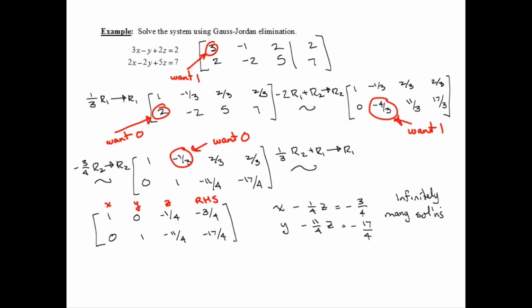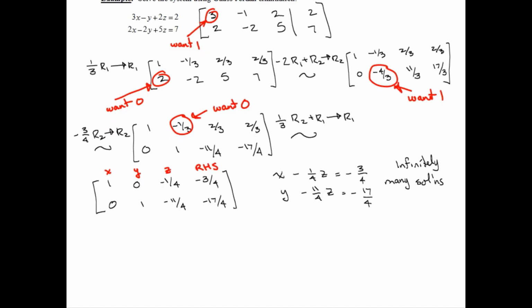And it's not good enough to just say there are infinitely many solutions. We need to be able to write them down. So what we want to do is let one of the variables be any real number, and then write the others down in terms of that. Both of these equations that I've just written down, the first is very easy to solve for x, and the second is very easy to solve for y. So we want to let z be any real number.